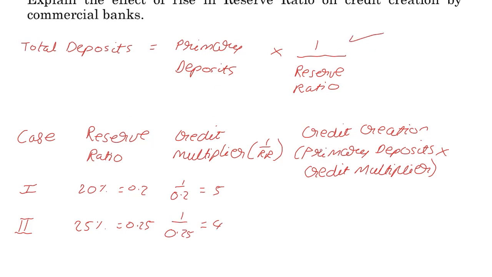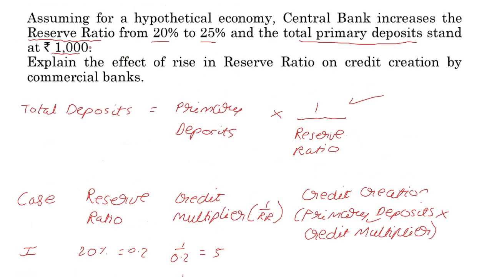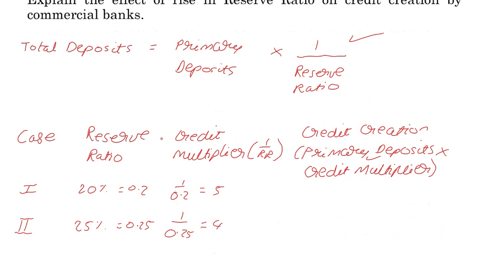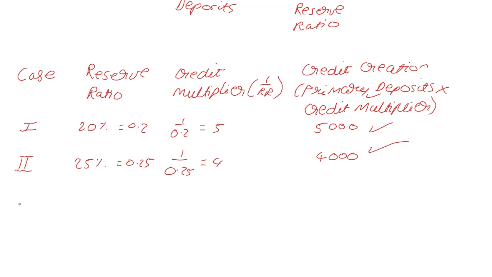How much are we talking about in terms of primary deposits? Remember, the primary deposits in the question is 1,000 rupees. So 1,000 into 5 gives us 5,000. 1,000 into 4 gives us 4,000. And therefore we are seeing a situation where the total deposits are reducing from 5,000 to 4,000, and we just have to write a sentence.